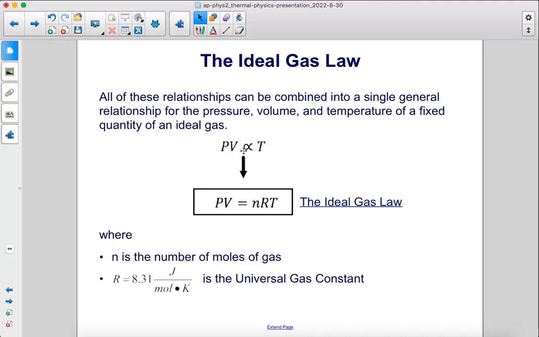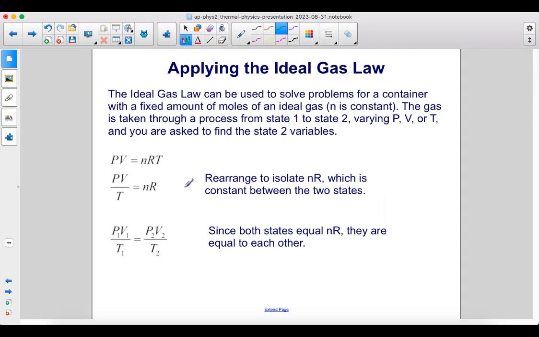But if we want to turn this proportionality sign into an equal sign, we need n and R. PV equals nRT is the ideal gas law, where lowercase n is the number of moles of gas and capital R is the universal gas constant with a value of 8.31 joules per mole Kelvin. The ideal gas law can be used to solve problems for a container with a fixed amount of moles of an ideal gas, where n is constant.